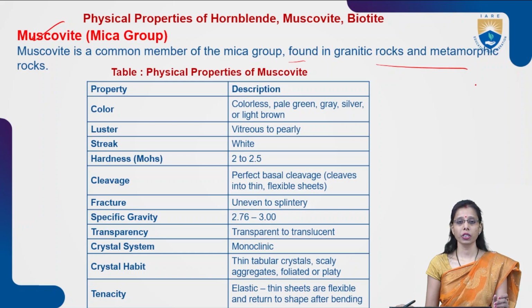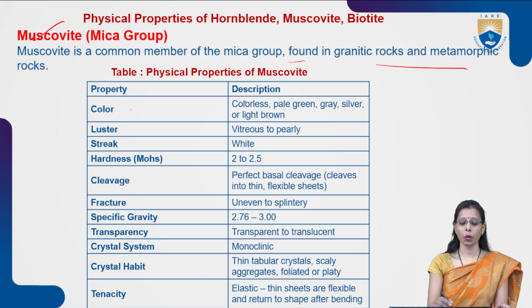Granitic rocks means granite rocks, which are formed by lava or magma, or metamorphic rocks, which are formed by metamorphism. If you see a shiny kind of material in this kind of rocks, that means it contains mica.